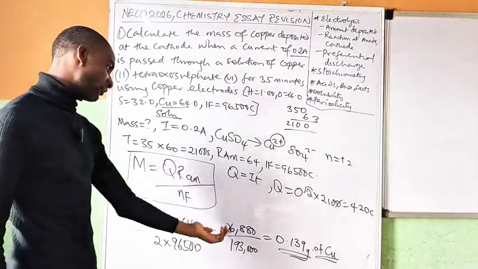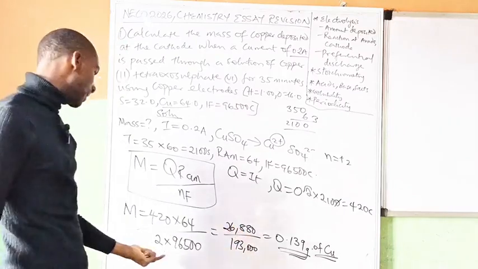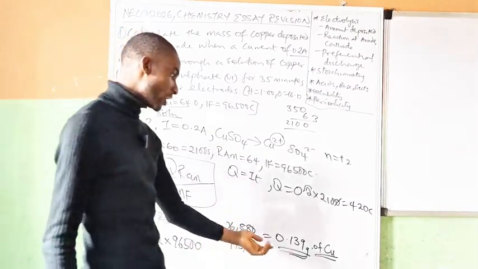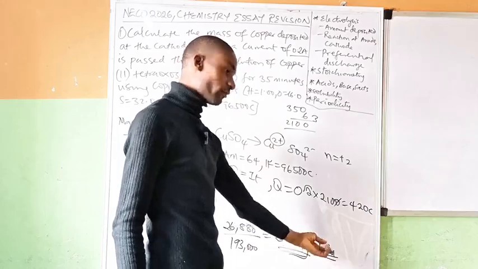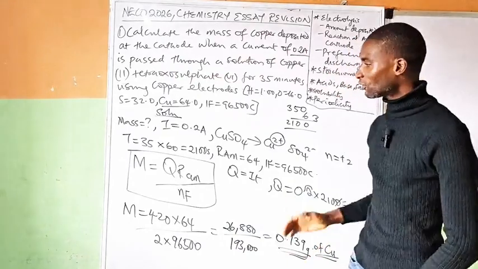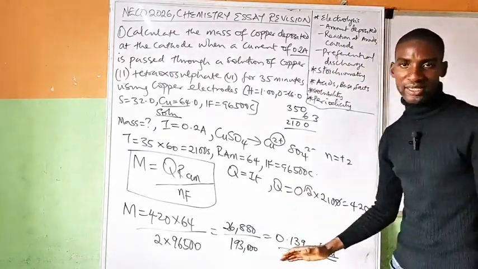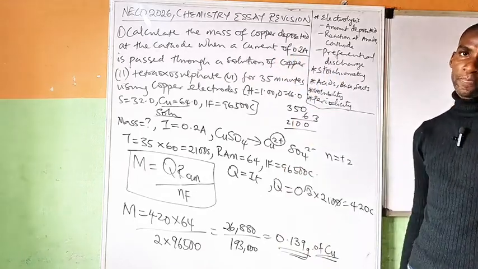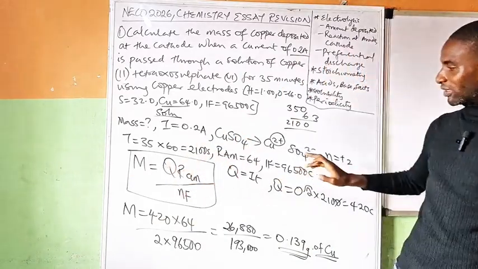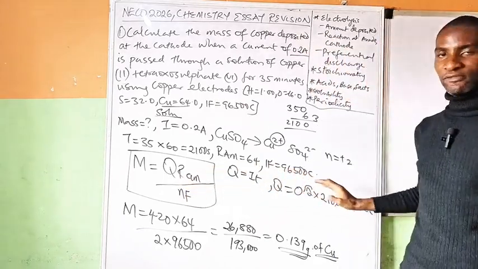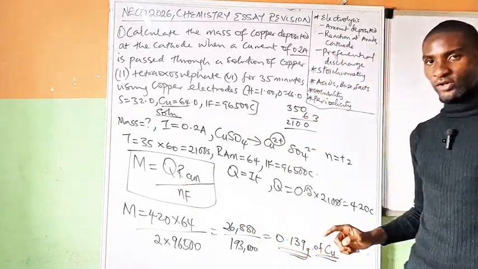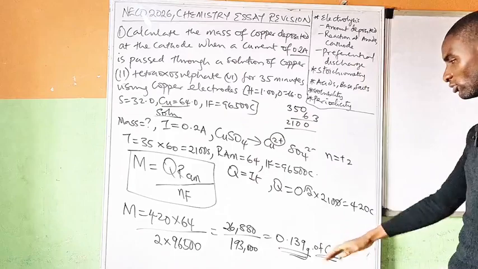If you punch your calculator, multiply 420 by 64, you have 26,880. 2 times 96,500 gives you 193,000. If you divide it, you are going to have 0.139 grams of copper, or approximately 0.14 grams of copper. That is the amount of copper that has been deposited at the cathode here. So all you need to do is master this formula and know what your Q is. Your Q is IT. Know what your relative atomic mass is, know what the charge is, know what your F is, and then slot in the values. You get it straight up.